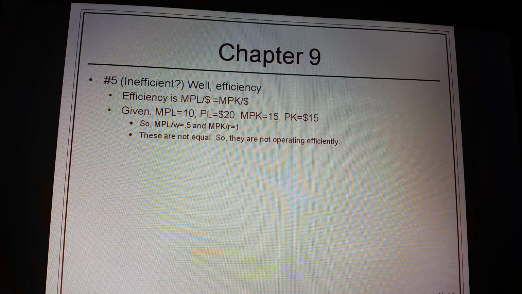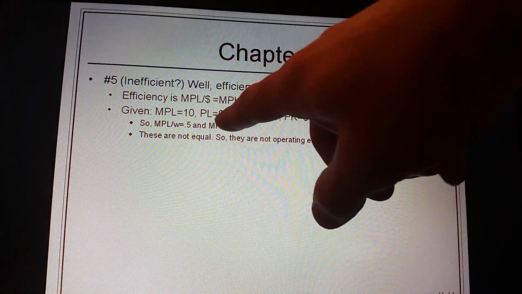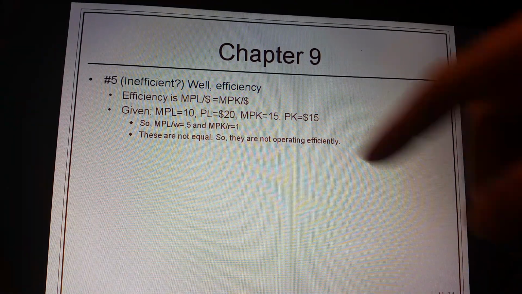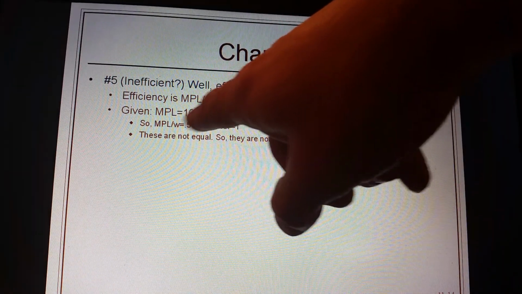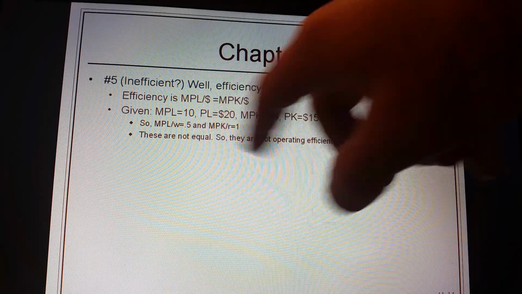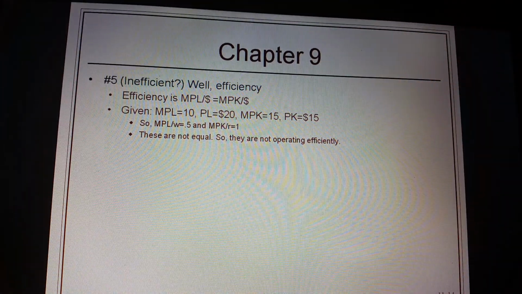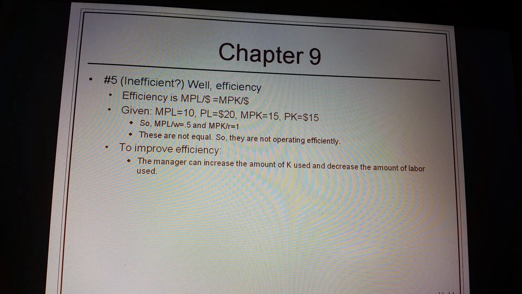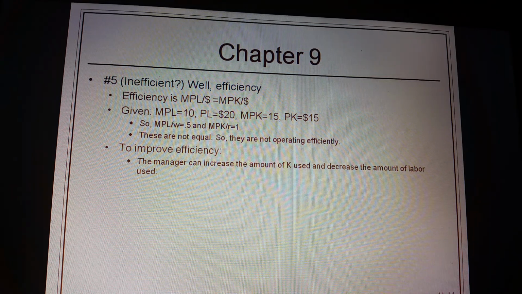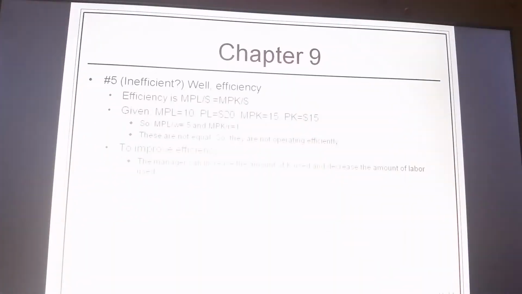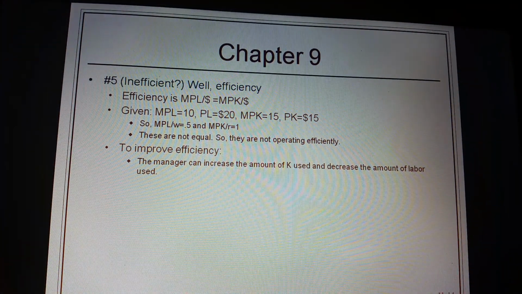And you were provided with a lot of information: the marginal product of labor, the price of labor, marginal product of capital, price of capital. So if you take that marginal product of labor over that wage, you would end up getting 0.5. And if you take the marginal product of capital over the price of capital, you get 1. These are not equal, so you know off the bat that they're not operating efficiently. In order to improve efficiency, the manager can increase the amount of capital used and decrease the amount of labor used. So we're going to end this portion here.